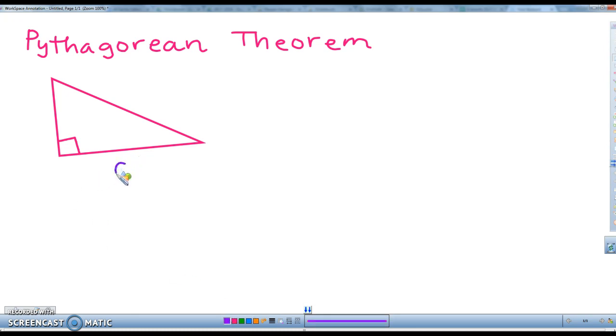We know that one of the sides is A, one is B, and the hypotenuse, or the longest side of the triangle, is always going to be that C value. And this really smart guy, Pythagoras, an ancient Greek, came up with a way to find the sides. He said that a squared plus b squared will give me c squared.